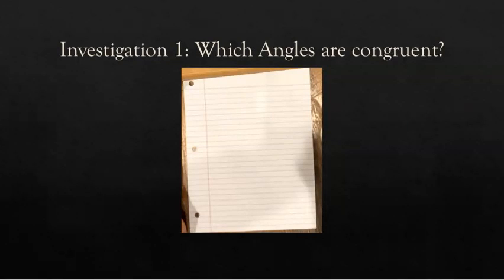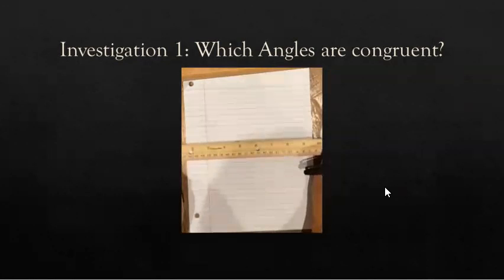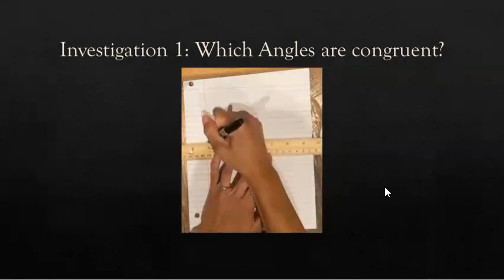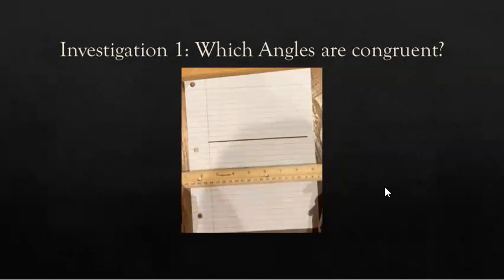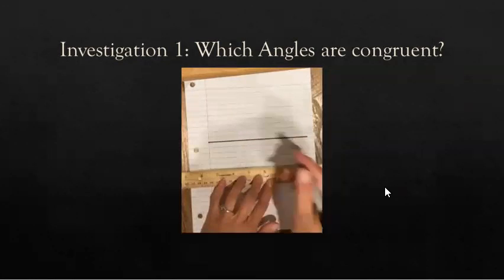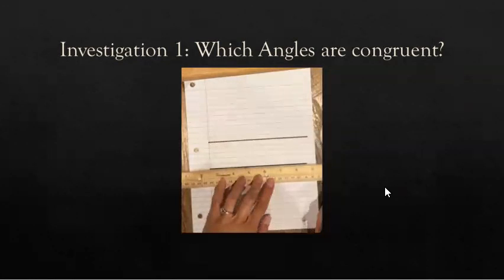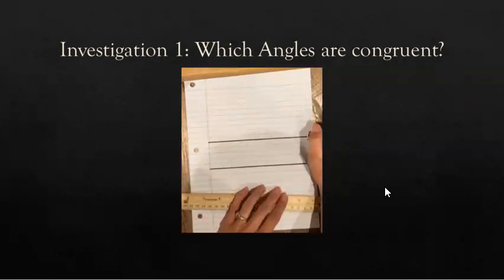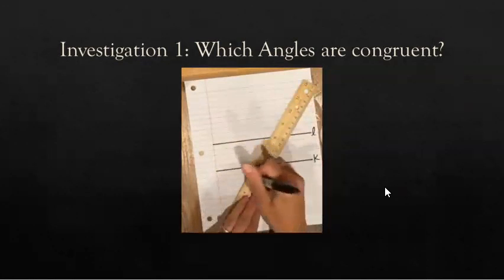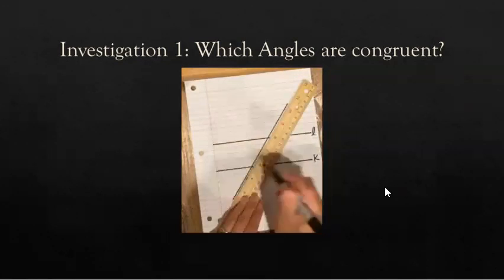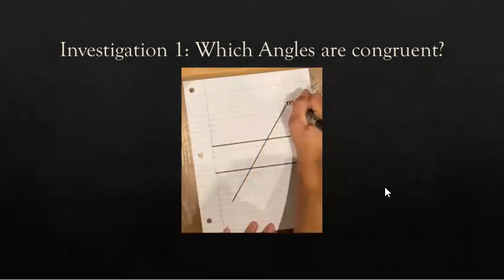For this investigation, you will need lined paper and a straight edge, a ruler, a protractor, and some tracing paper or patty paper. So we're going to start by drawing a line right on the lined edge, and then picking another lined piece and drawing another straight line. So these two lines are parallel, assuming that your ruled paper has parallel lines. So we label them L and K, and then we're going to draw a transversal. That's that line that cuts through both of those. It intersects, and we're going to label that M.